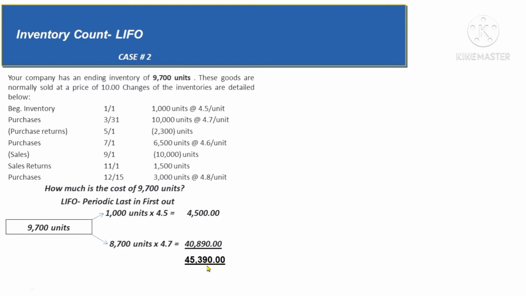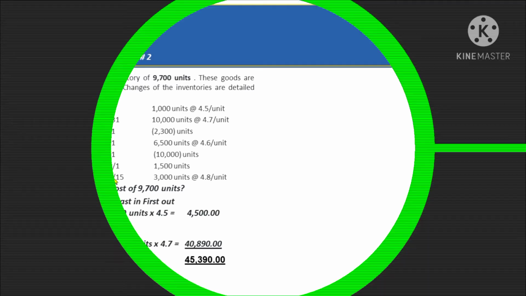Now, let's go to LIFO perpetual. But before we do that, I'll be direct. The merchandise inventory ending computed under the LIFO periodic is most of the time the same as the merchandise inventory computed under LIFO perpetual. I'll emphasize again, LIFO periodic and LIFO perpetual's merchandise inventory end amount is the same most of the time, but not all of the time. So when are they different? The answer is when the last inventory transaction of the company is a purchase transaction, just like in this case. As you can see, the last transaction is a purchase on 12/15.